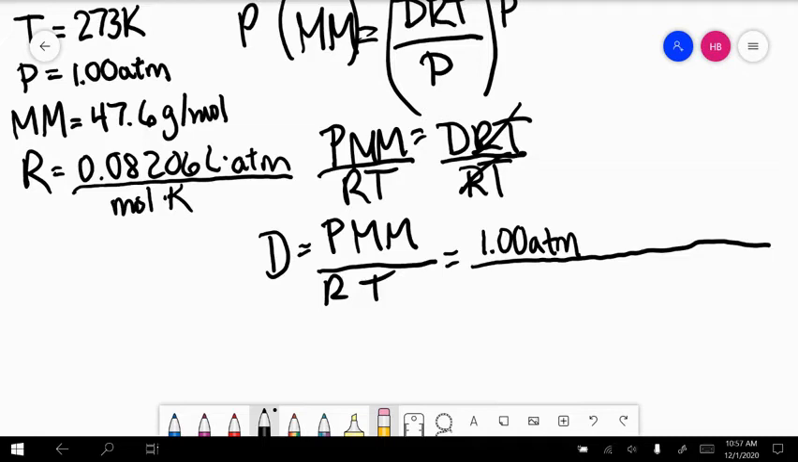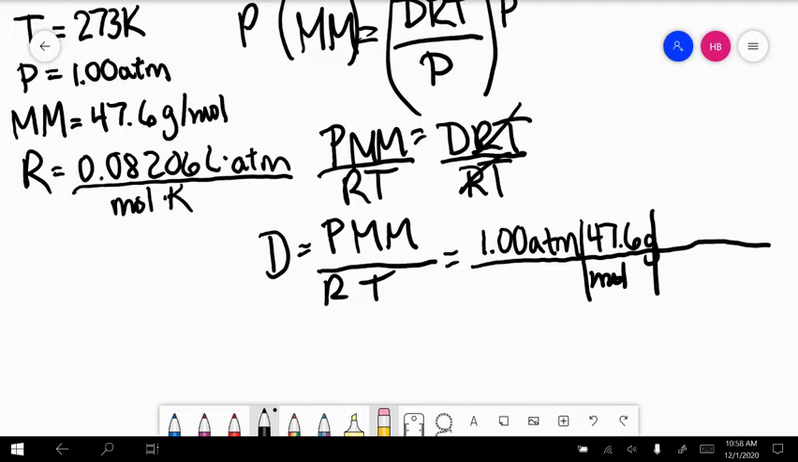And my units tell me whether I'm making a mistake, because if they don't cancel out right, then you're making a mistake. Next is my molar mass on the top, so 47.6 grams per mole.